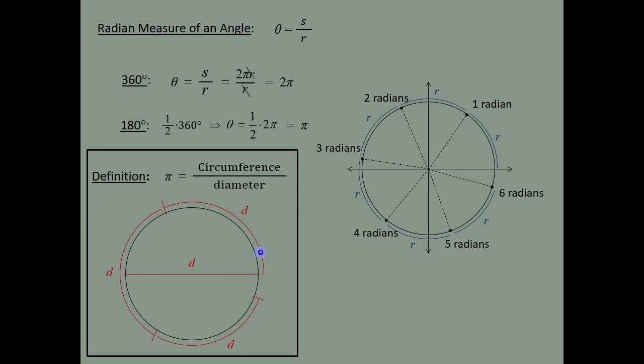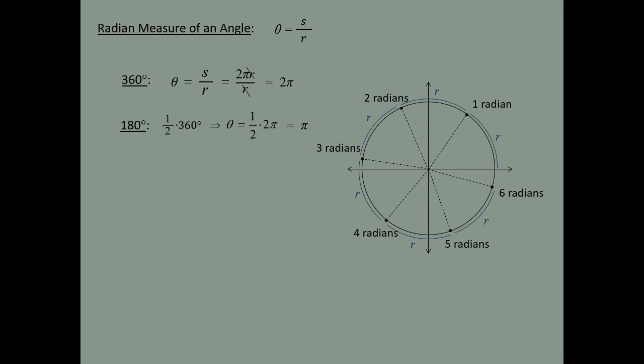So if the diameter fits pi times around the full circle, then the radius will fit pi times around the half circle, or twice that many times around the full circle. And the radian measure just says that the radius will fit a constant number of times into the arc corresponding to any angle, not just 360 degrees or 180 degrees.